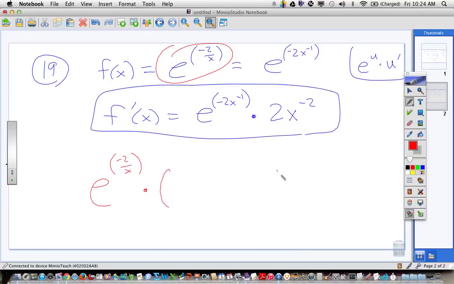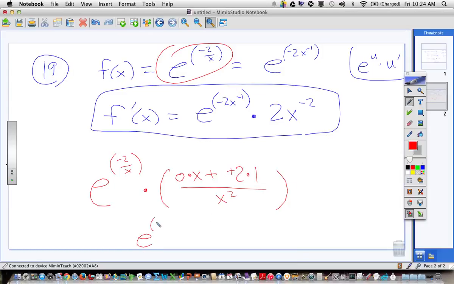So, let's do the quotient rule. The quotient rule says derivative of the top, which is, this is the part people usually mess up. This is why I say avoid it. What's the derivative of the top? 0, times the bottom left alone, minus the top left alone, times the derivative of the bottom. What's the derivative of x? 1. All over the bottom squared. So this becomes 0 plus 2, so it would become 2 over x squared.